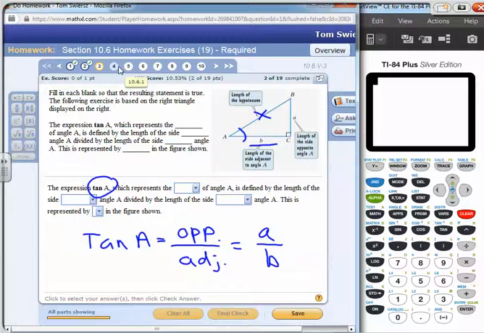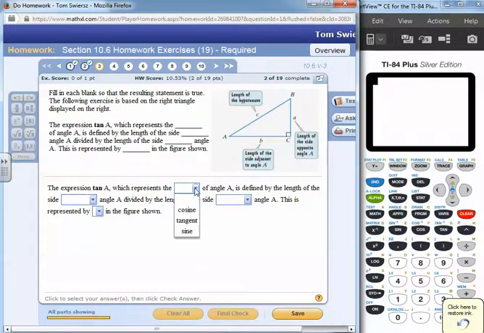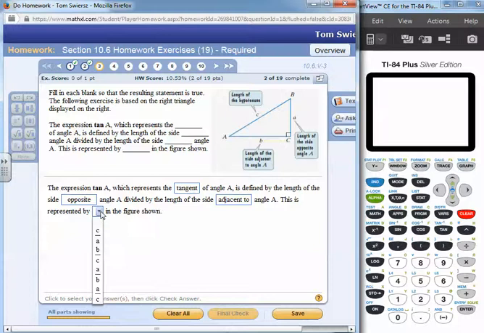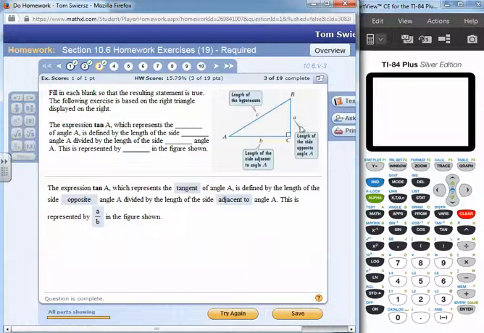All right, and tan is the abbreviation for tangent. So tan represents tangent. It's the side opposite in the numerator divided by the side adjacent. And with respect to angle A, it's A over B, right? The leg opposite is A, the leg next to it is B, so it's A over B. Opposite is in the numerator, and the side adjacent is in the denominator.